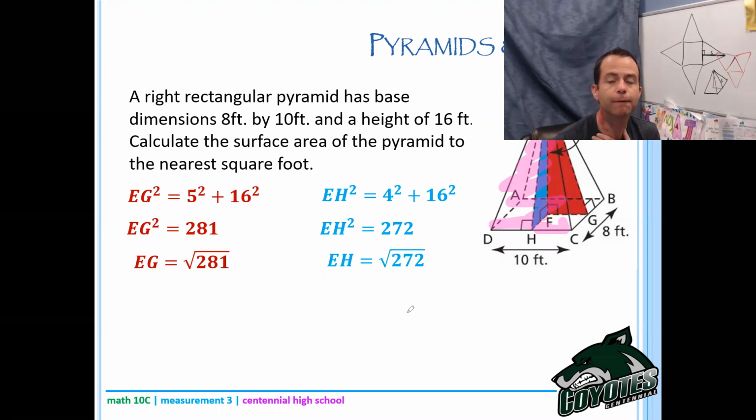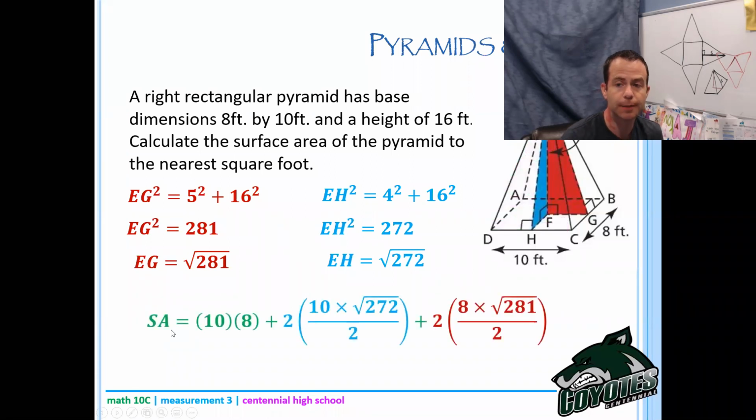So for the red guy, that'll be the side triangle here, and there are 2 of those triangles, one on the left and right. So I'll go 2 times the area of a triangle, which would be 8 times root 281 over 2. Then I have 2, the front and the back, that would be 10 times root 272 over 2. And then I have the bottom too, don't forget the bottom, the bottom would be 10 by 8, okay? So here's my formula that I just kind of described to you. The bottom I listed in green, and then I've got the blue triangle and the red triangle. I type all that into my calculator. You should do that as well, just to make sure you're typing it in properly.